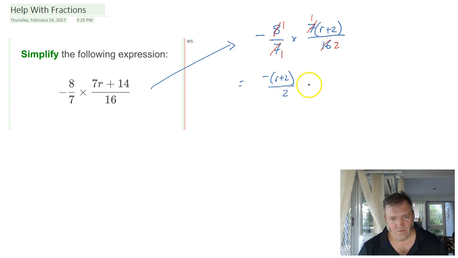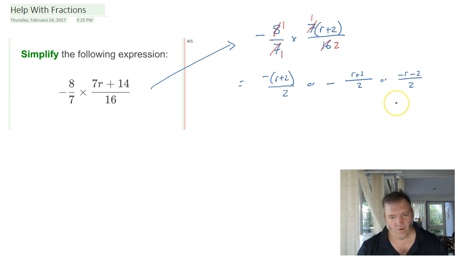I think that's fine. Remember, it could be written this way on Education Perfect: negative r plus 2 over 2, which is sort of negative of the whole lot. That's an equivalent fraction. You could distribute that negative and write negative r minus 2 all divided by 2. All of those are the same thing.